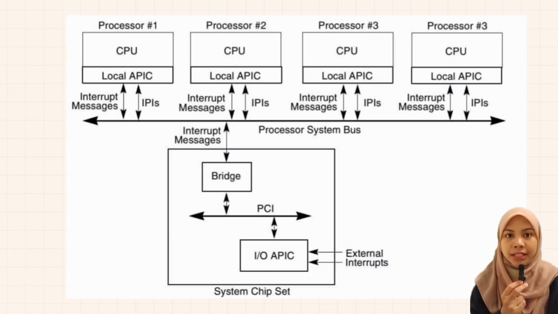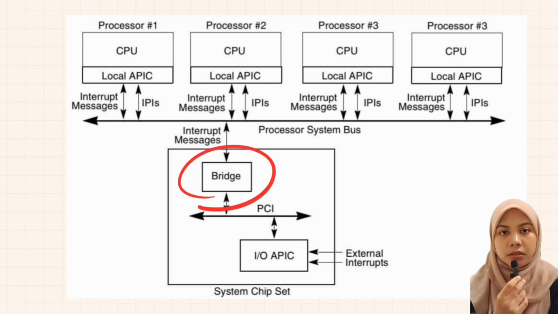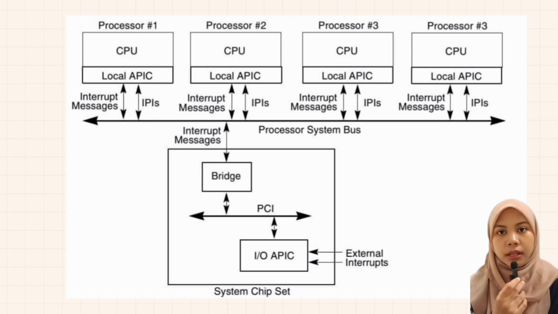Before we continue, we would like to explain two parts of the diagram, the bridge and the PCI bus, which are also important in the system architecture. The bridge, often called the chipset or system hub, acts as a central controller that manages the flow of data between the CPU and other parts of the system, including memory, graphics, and peripheral devices.